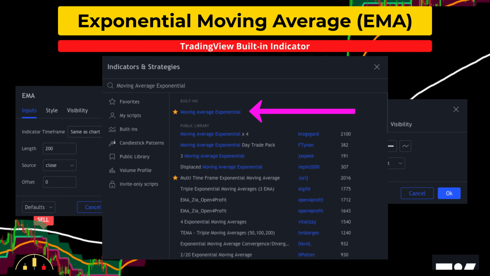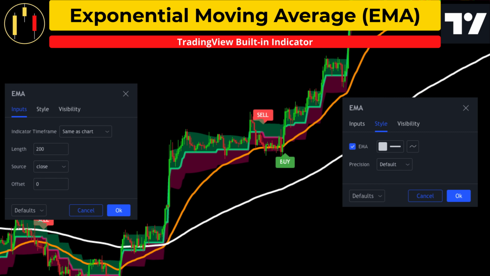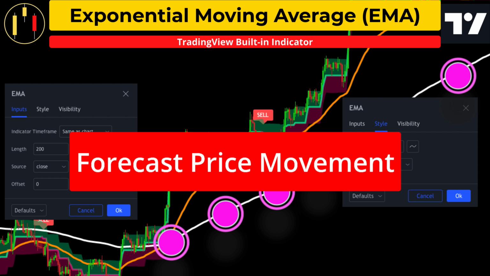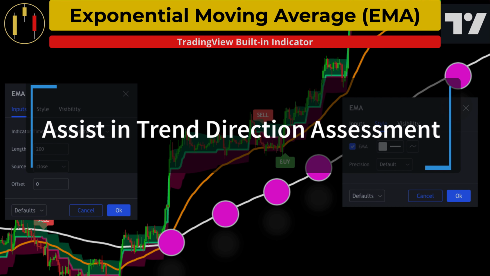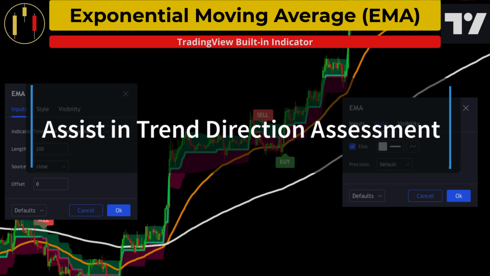The first indicator is an exponential moving average. I am going to set the length at 200 and color it in white. Moving averages compute previous price data in an attempt to forecast future price movement. In this system, the 200 EMA will aid in determining overall trend direction.